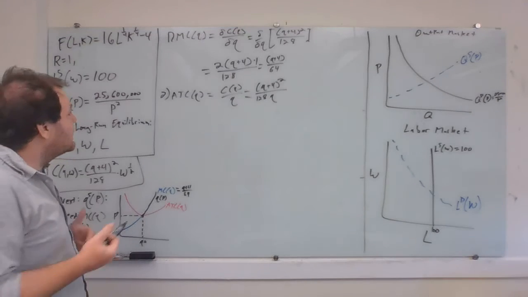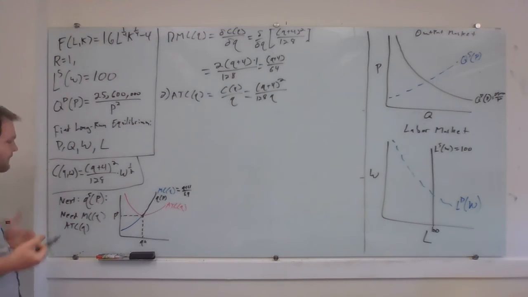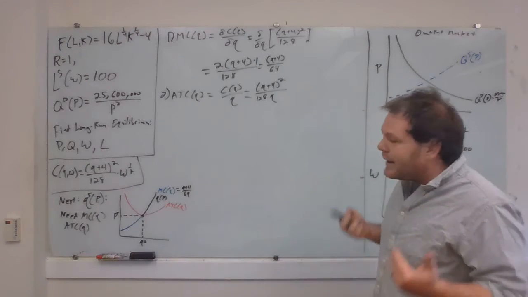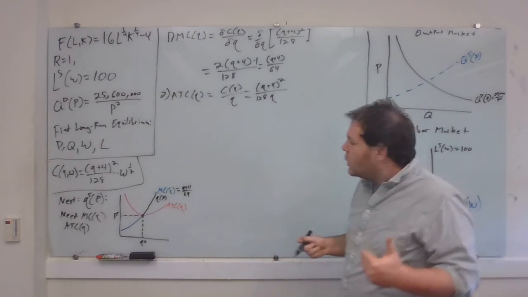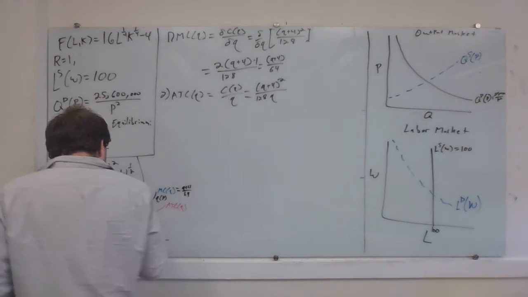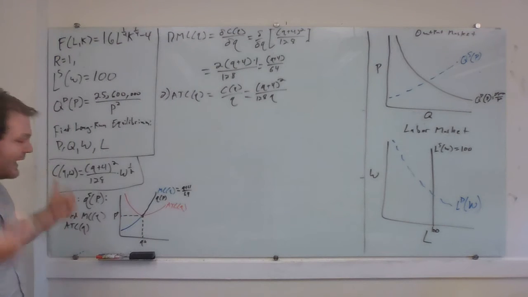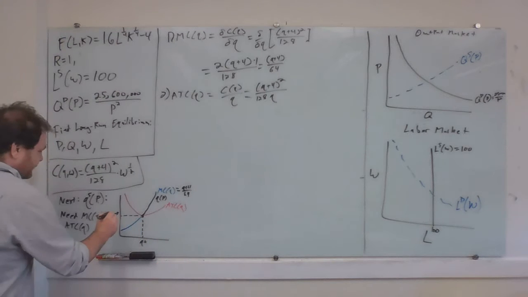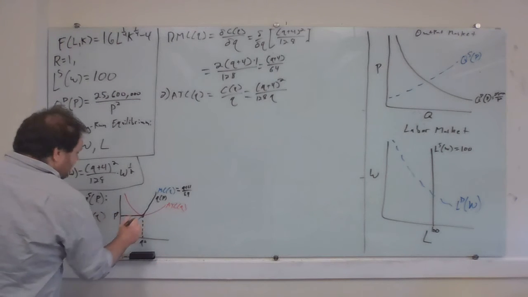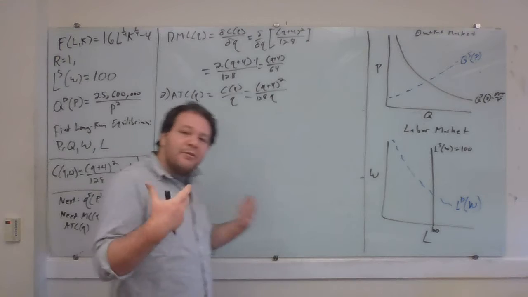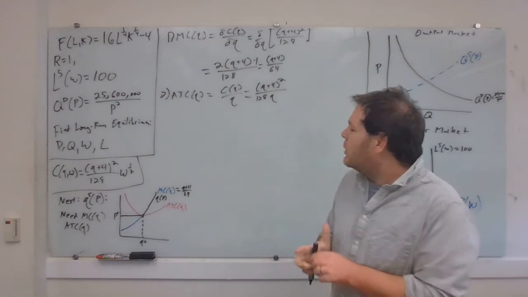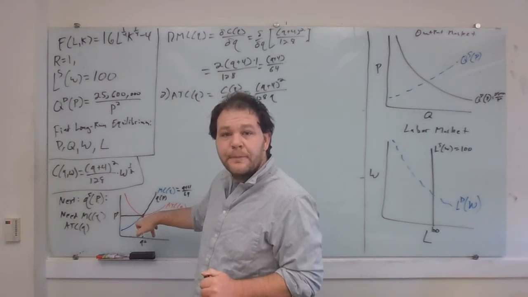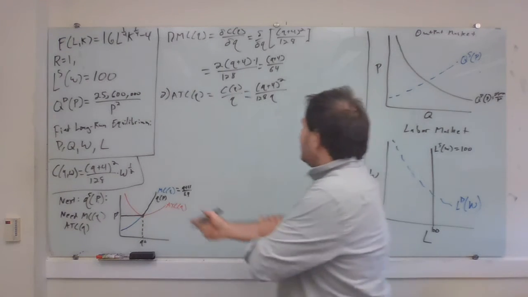So what do we do from here? Well, our ultimate goal is to find our long-run market supply at a particular wage. What's our long-run market supply going to be? It's going to be the price at which firms are just breaking even, so we have no entry, we have no exit. Our long-run market price is going to be this P star right here. So what we want is to find P star.